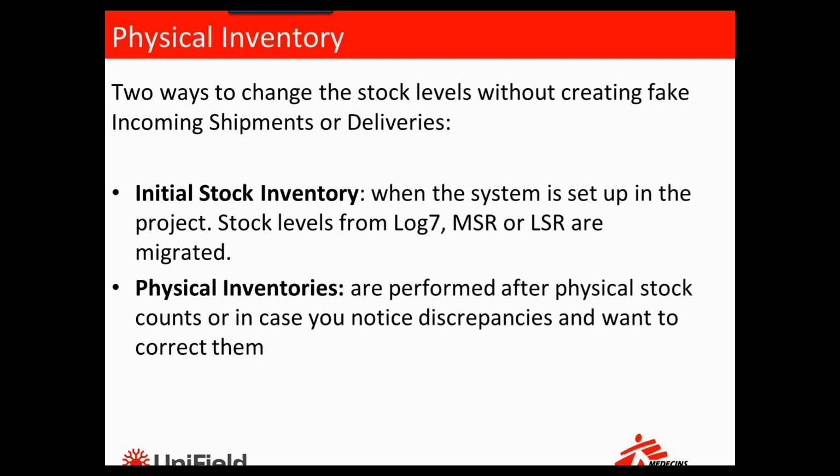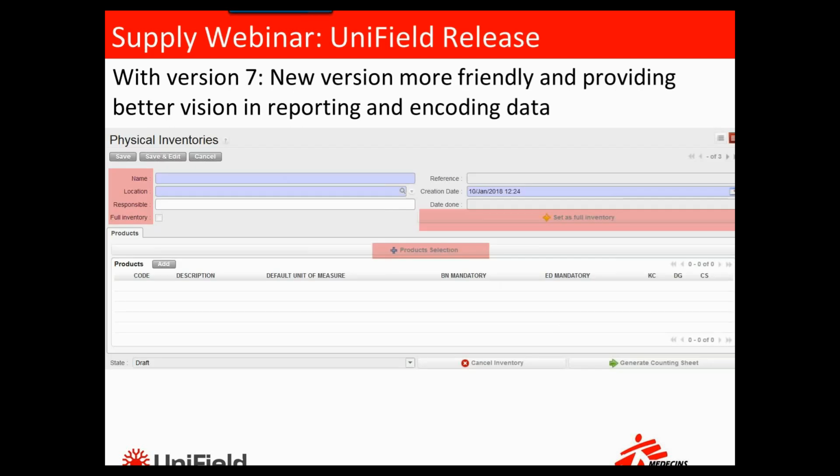Another way that you can change your stock levels is by doing a physical inventory. So physical inventory, the second point here, is what has changed. Version 7 looks slightly different in terms of the window. Still we will have to come in and encode the name of the physical inventory we're doing. Let's say in the example we have the 4M physical stock count and we're doing it in April. That's what you'll write here, like 4M April stock count. Stock inventory for the medical location, and that's where you'll put the information.